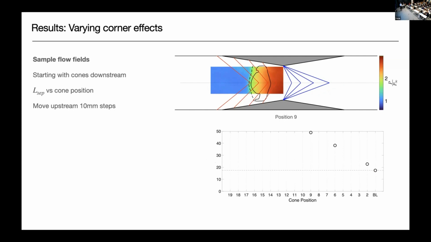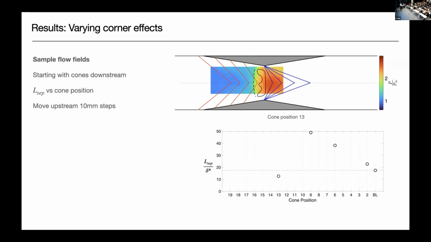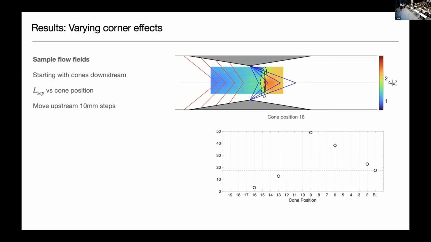Moving the cones further forward again, we get to a case, well, now the separation length starts to drop, and in fact, it drops below the baseline separation length. Moving them further forward, we get to a case where we have a very small separation length.